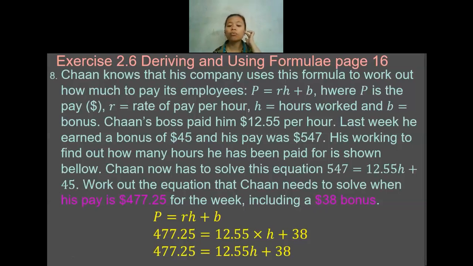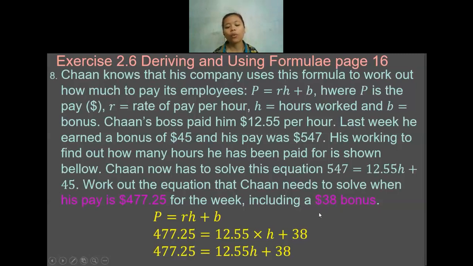Now we need to make another equation where Chan has a payment of 477.25 for the week, and then there is a bonus of $38, and the rate payment for each hour remains the same, which is $12.55 per hour. So we just need to replace the value of P with 477.25, the value of R with 12.55. The H we don't know, so just keep it as H. And the bonus B, we already have as 38.